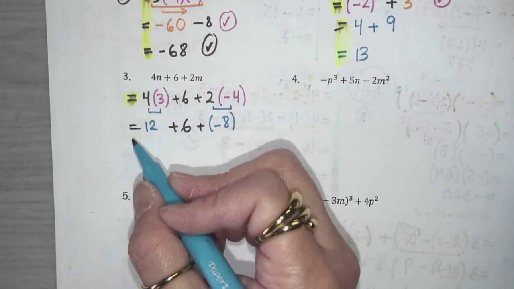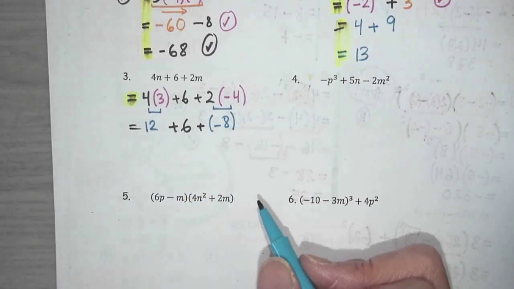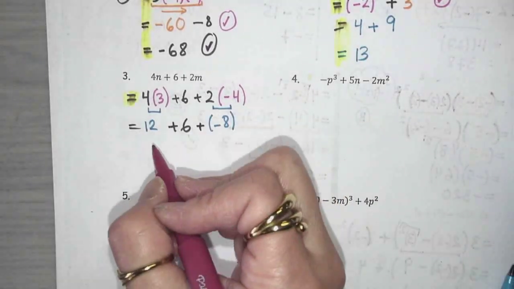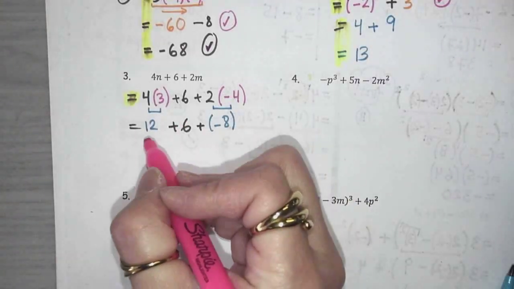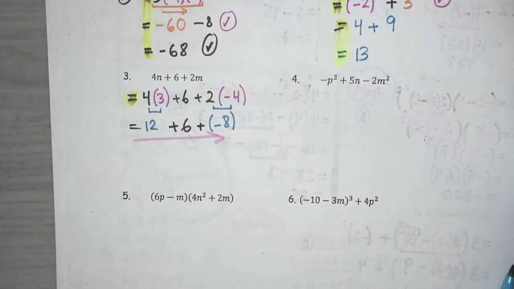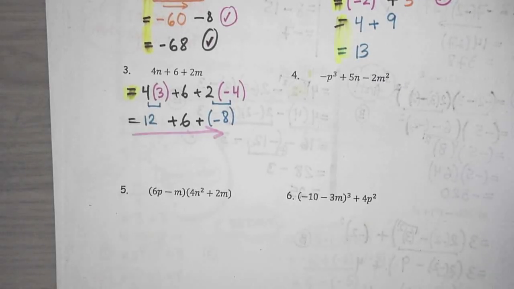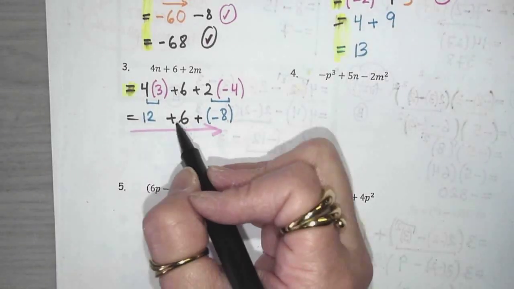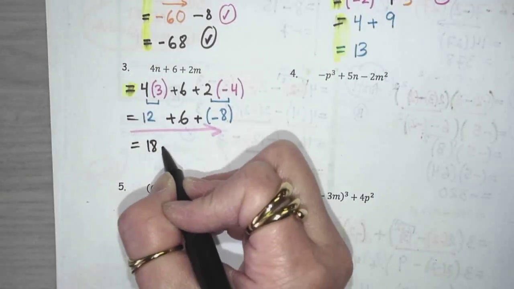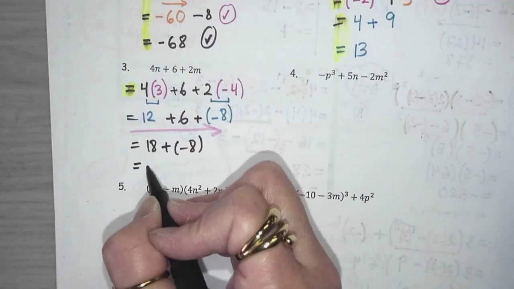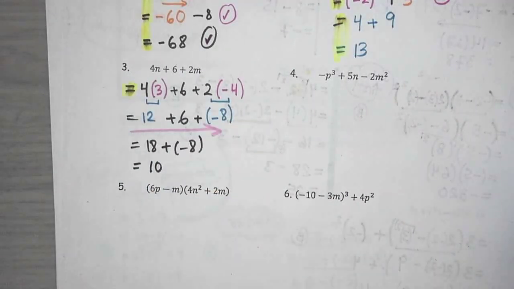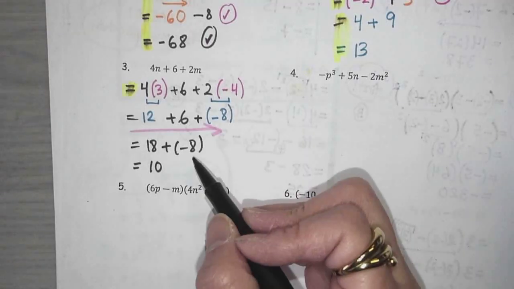Okay, so now we're going to work this out left to right, and we're going to go like this. So left to right, should I draw a pink arrow? You don't have to draw the arrow, but I'm telling you in your notes what you're doing, left to right, because it's just a series of addition. So then we're going with 12 plus 6 is 18, plus negative 8. 18 plus negative 8 is 10. Well, actually, that's all we want to do.